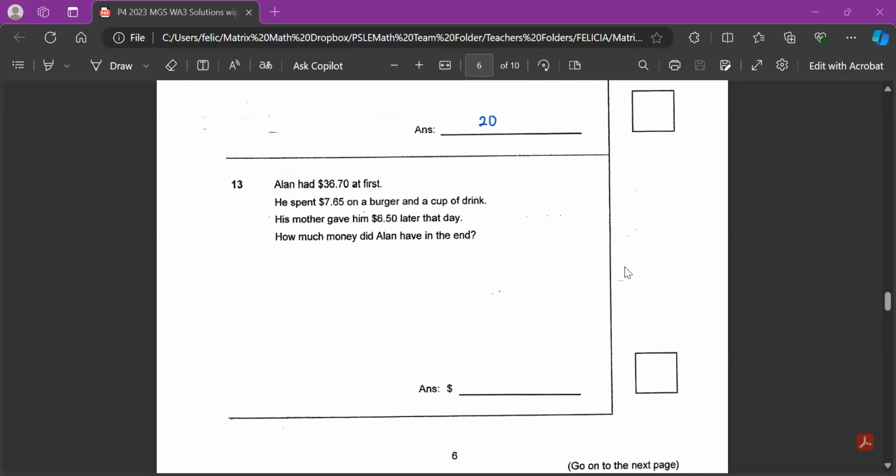Okay, question 13. So Alan had $36.70 at first. He spent $7.65 on a burger and a cup of drink. So his mother gave him $6.50 later that day. How much did he have in the end?